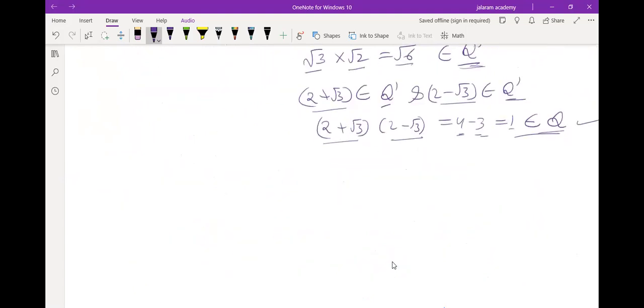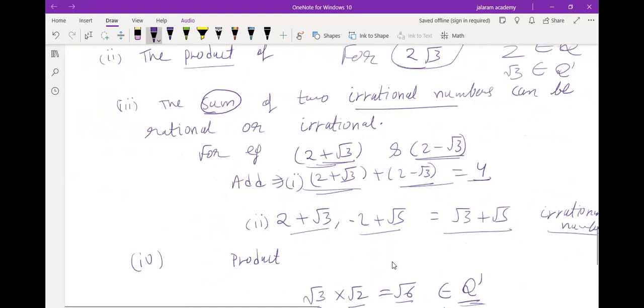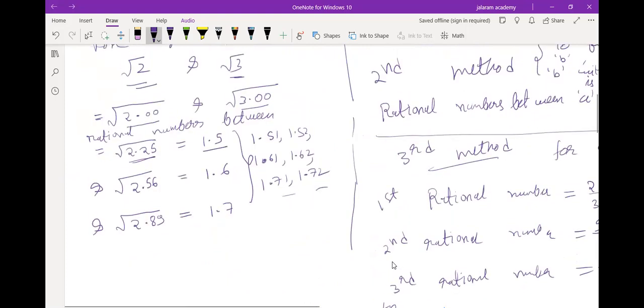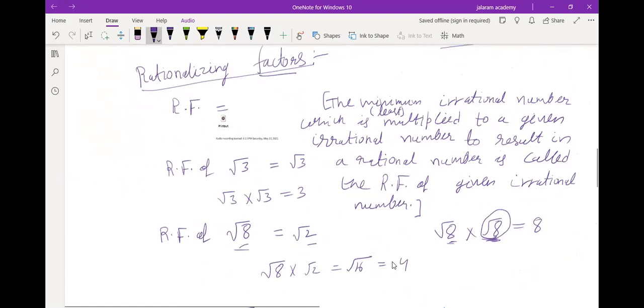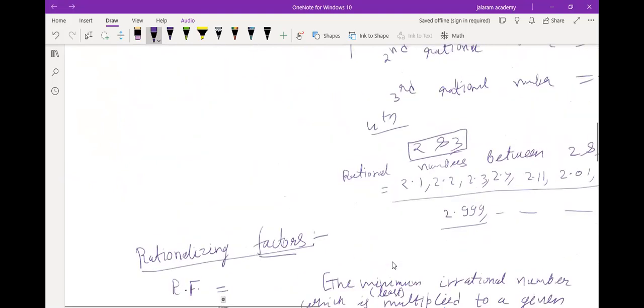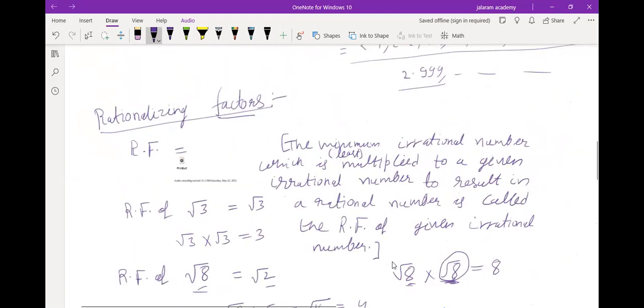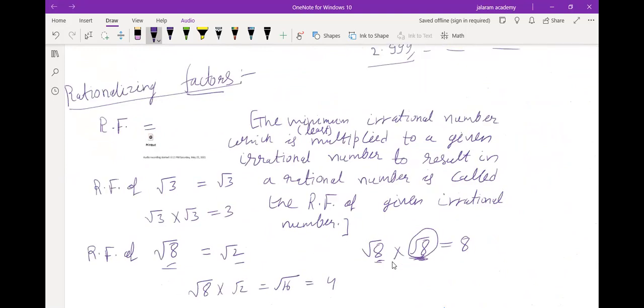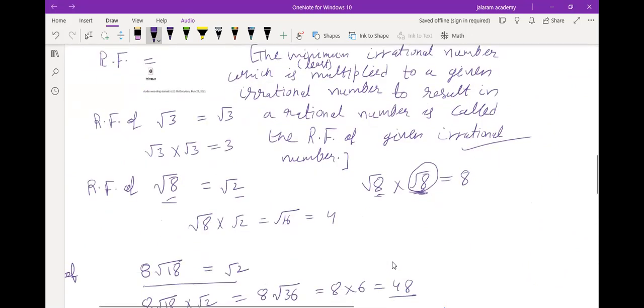Everyone understood the meaning of rationalizing factor, rational number and irrational number? Yes. Rationalizing factors means what? The minimum irrational number which is multiplied to a given irrational number to result in a rational number is called the rationalizing factor of the given irrational number.